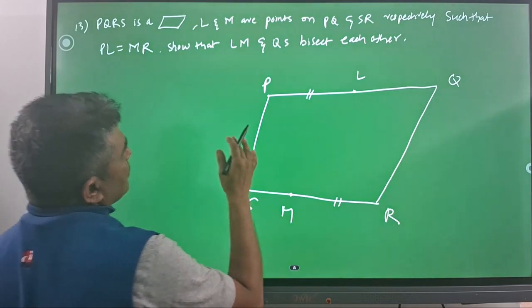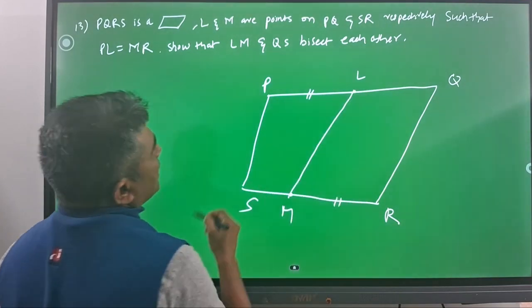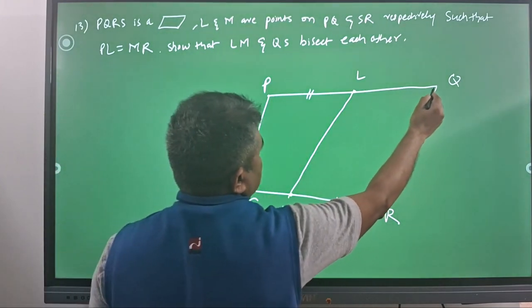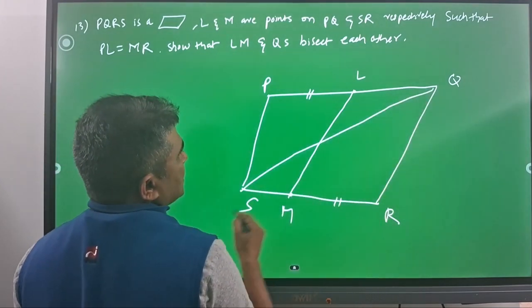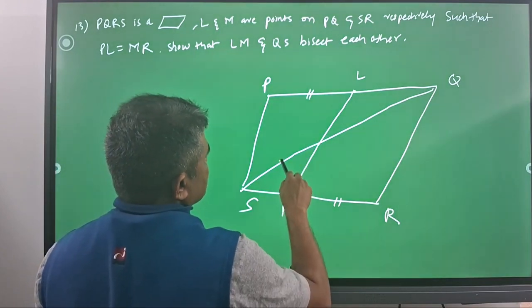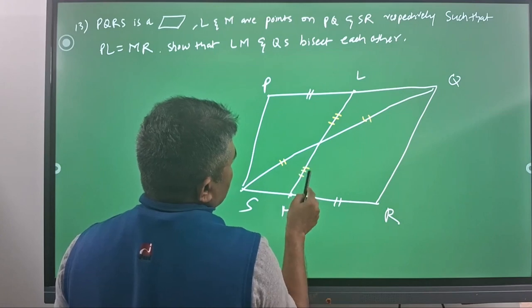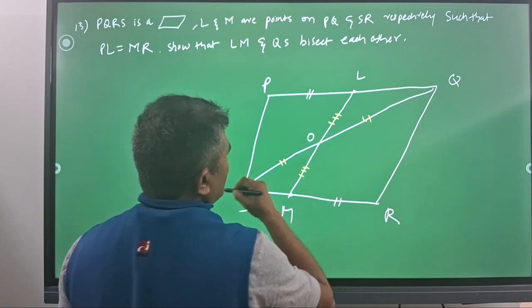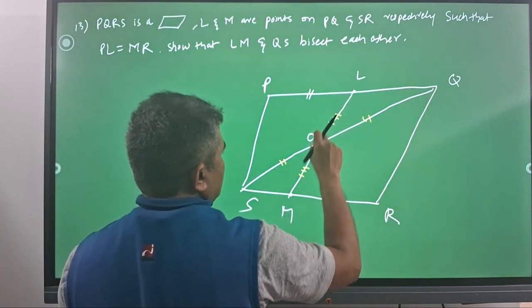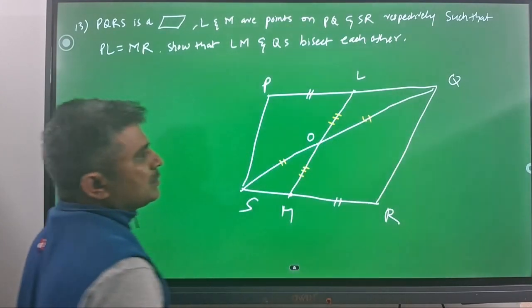Show that LM, that means this one LM, and QS, this is QS, bisect each other. So bisect each other, that means this should be equal to this one and this one should be equal to this one. Assume that they bisect at O. So OL is equal to OM and OS equal to OQ. That's what we need to prove.